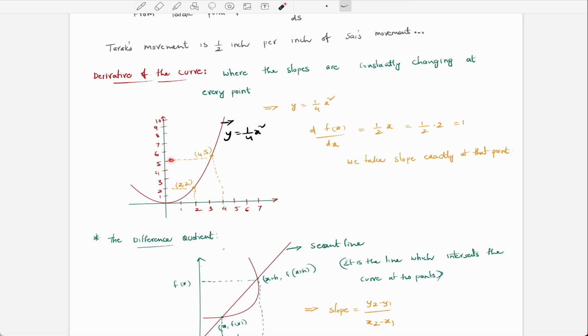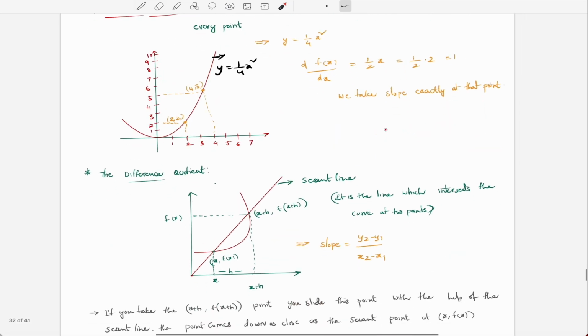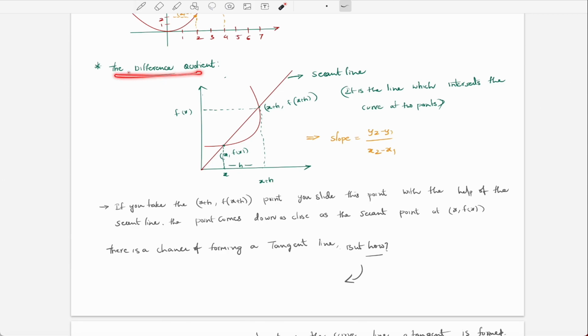We just simply plot our values, and we simply find the derivative of that, and we will get our output. At this point we take the slope. Okay, I hope you understand this. We have a difference coefficient. So what is the difference coefficient?